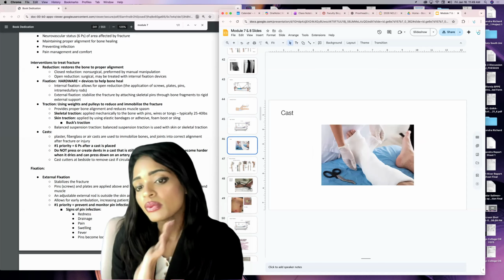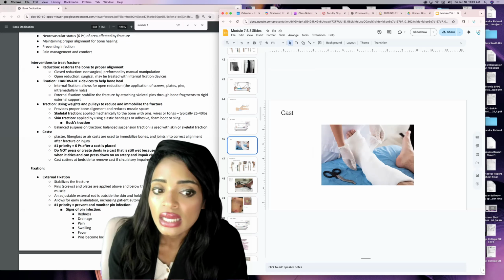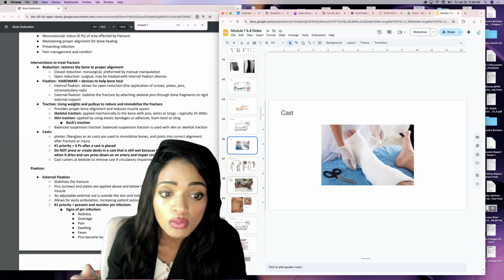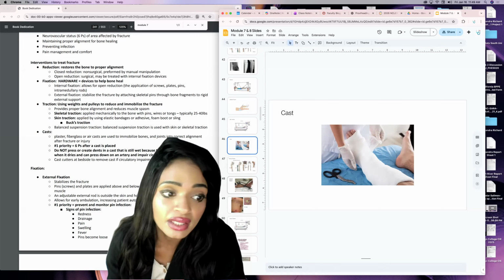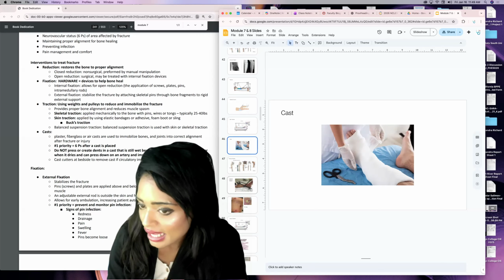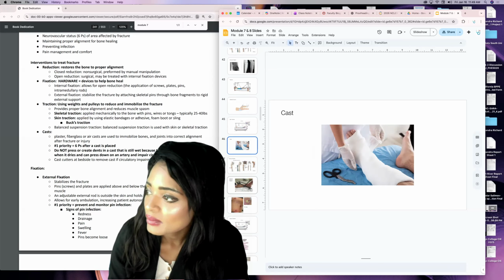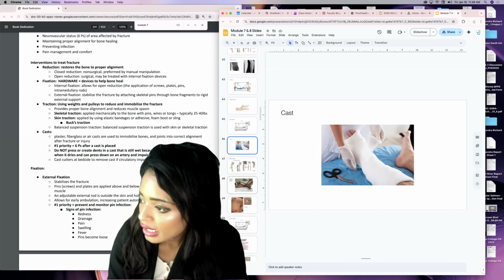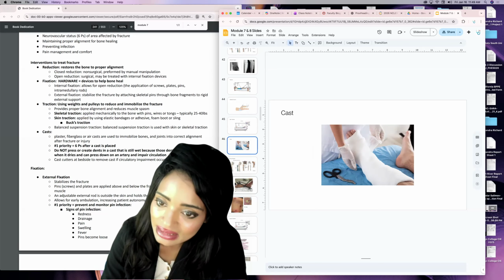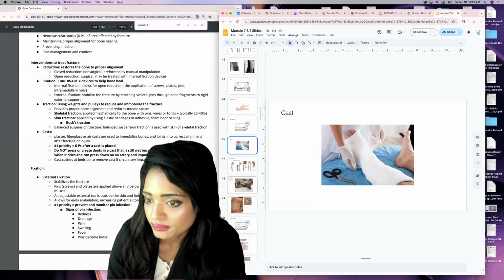So your number one priority after cast placement is do not press down on a wet cast. When they put the cast on, it's usually going to be very wet afterwards, and it's going to become harder as it dries. You don't want to create a dent, because it might feel soft and normal now, but as it dries, it can get harder and harder, and that dent can press down on a blood vessel and compromise circulation and blood flow.